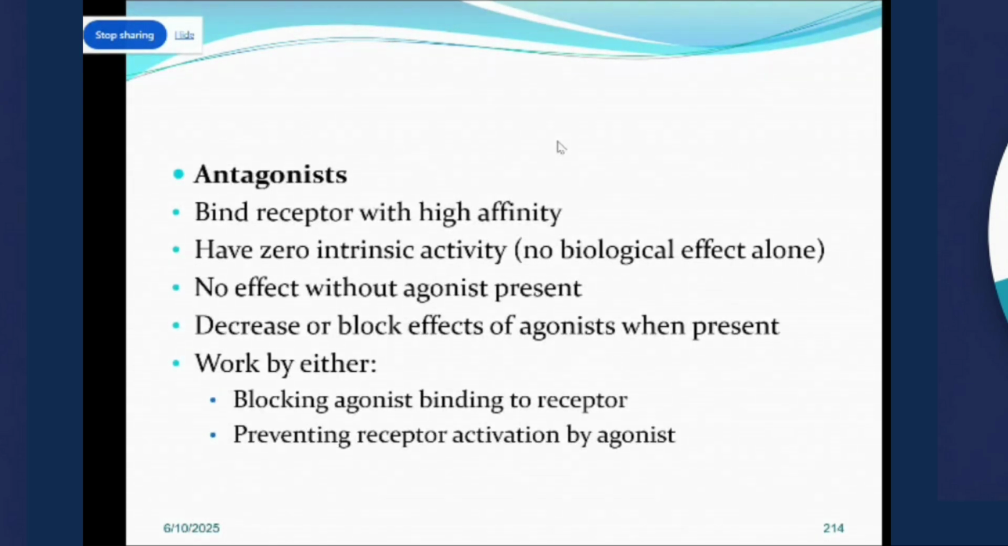Antagonists bind receptors with high affinity. They decrease or block the effects of the agonist when present. They can block agonist binding to the receptor, or they can prevent receptor activation by the agonist. Either way, they are guarding the receptor. The agonist cannot activate it, or it cannot even bind to it.